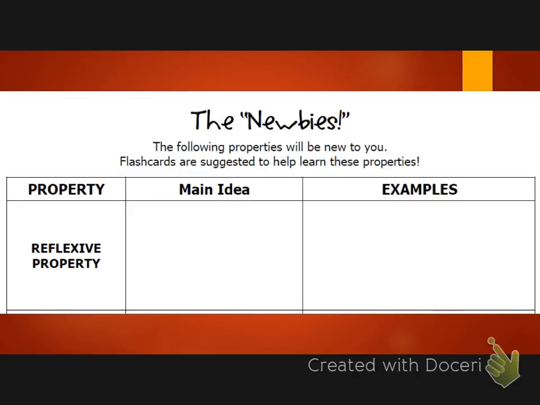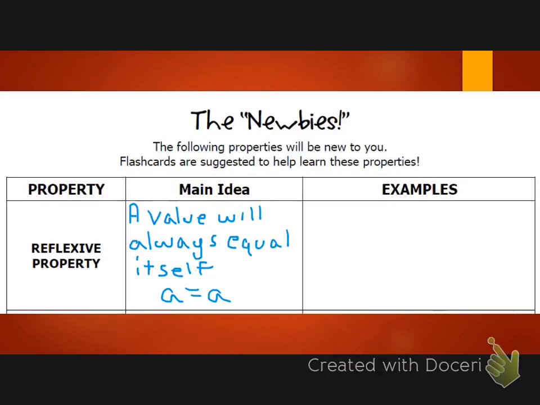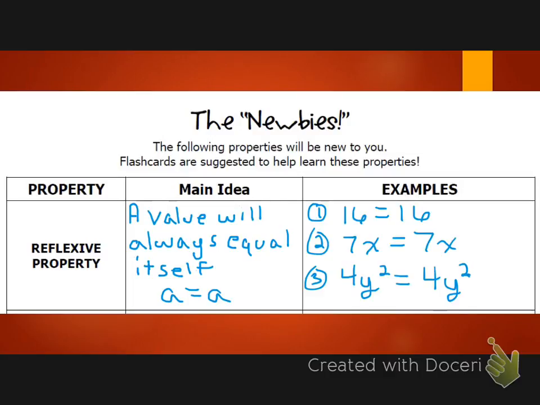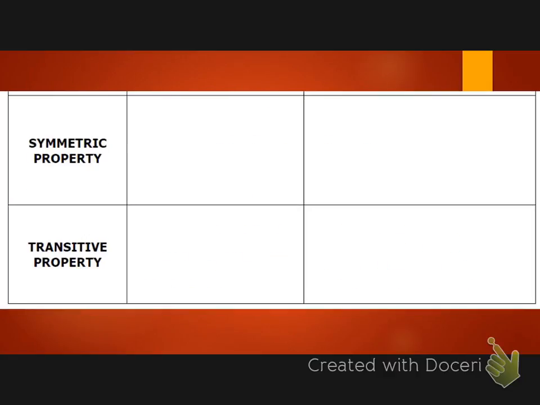Now looking at some of the new ones here, the newbies, you might not have heard of the reflexive property before. A value will always equal itself. In other words, A is going to always equal A. If we're looking at some examples, it would be something like 16 equals 16. It's like a mirror, it's the same. 7x equals 7x. And 4y squared equals 4y squared. That's the reflexive property.